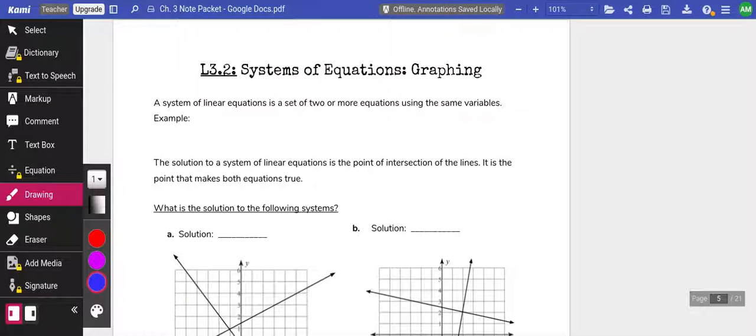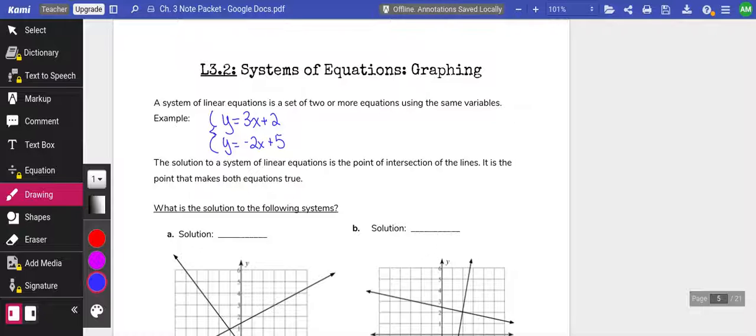So it might be something like y equals 3x plus 2. And my second equation would be y equals negative 2x plus 5. Now, these two equations usually are held together using a curly bracket so that you know that it's a system.